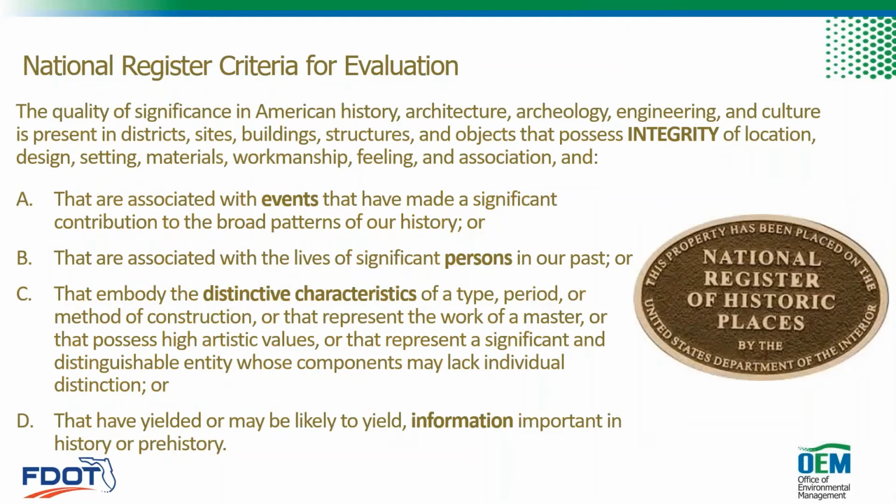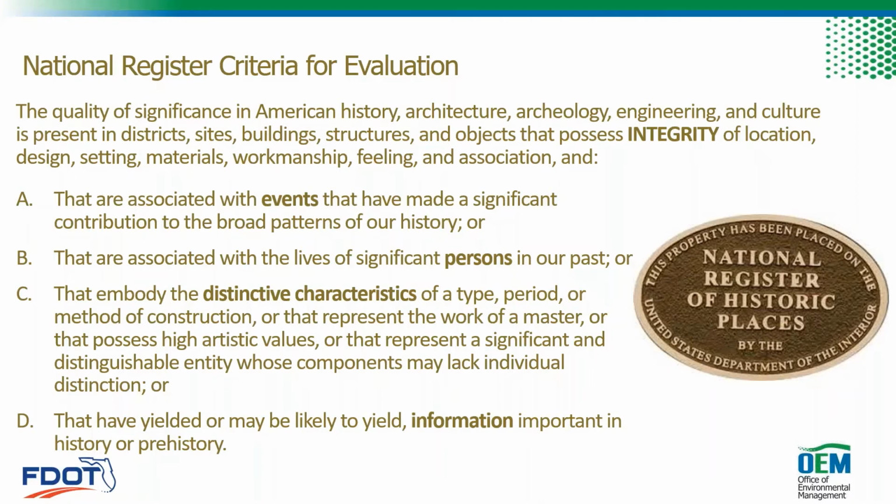Significance is evaluated according to the National Register criteria for evaluation. A resource has to be associated with either a significant event or person, or it must embody distinctive characteristics, or it must be likely to yield important information. Only one of these criteria need to apply to the resource for it to be considered significant, but it also has to possess integrity, which means that it's still able to convey the characteristics that make it significant.